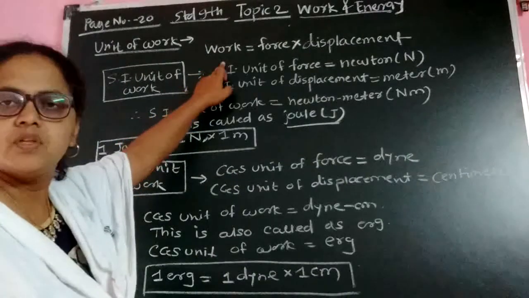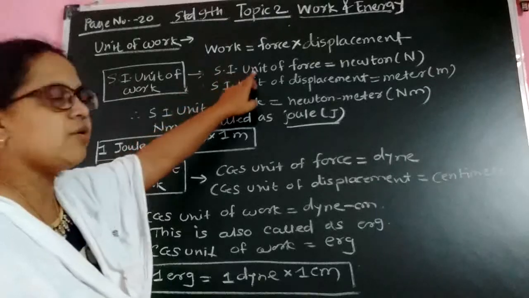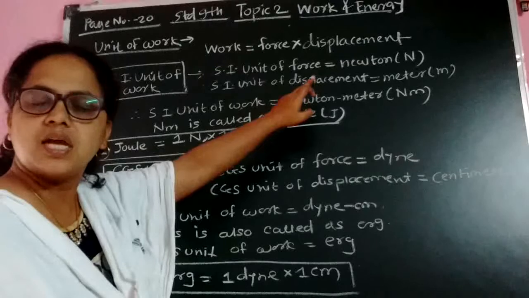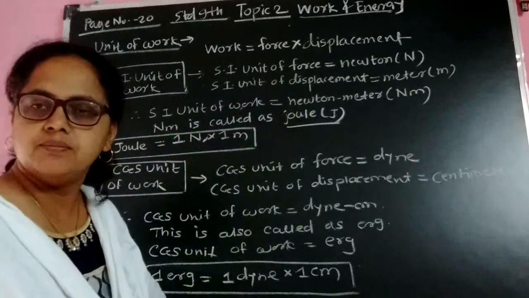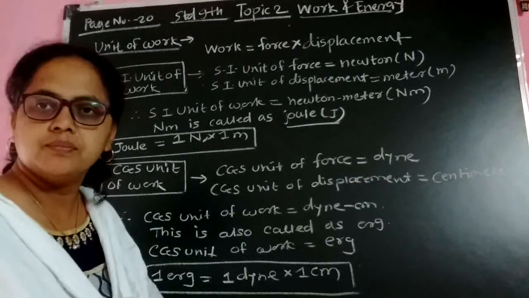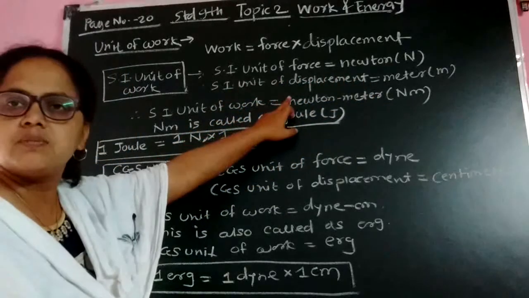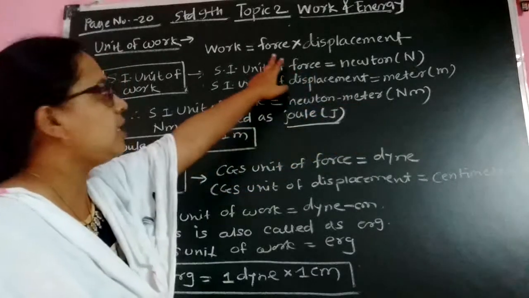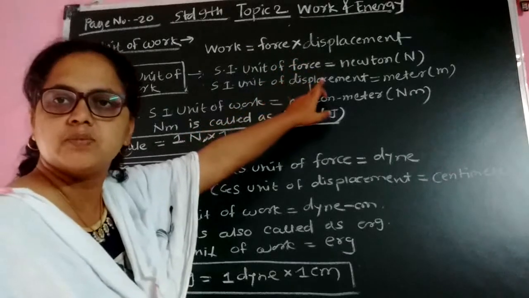How to find out? The formula of work done is force into displacement. Therefore, first find out the SI unit of force and the SI unit of displacement. SI unit of force is Newton. That is, force is measured in terms of Newton, capital N. SI unit of displacement is meter, that is small m. You can see here in the formula there is a multiplication of force and displacement.